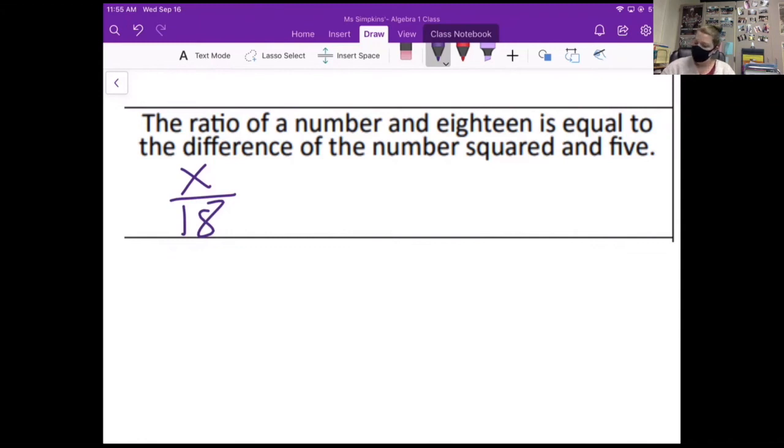Is equal to. I hope that that's obvious. What should we put next? An equal sign, right? So it's an equation because it literally says in the problem is equal to. Even if it just said is, that would still indicate an equal sign. The difference of. Difference tells me that I'm doing some sort of subtraction problem. The number squared, so we said it was X, so on this side of the equal sign, we want to have X squared and 5. So we're taking X squared and we're subtracting 5 from it.